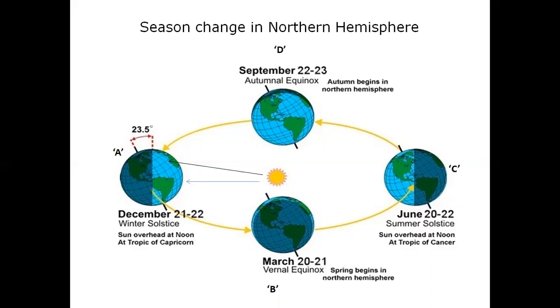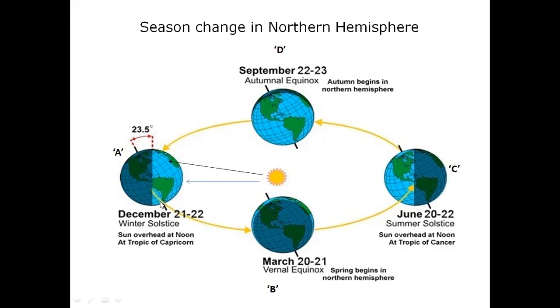So starting from point A, it's December 21st to 22nd here, and the Northern Hemisphere is receiving indirect sunlight, as shown by the black line here. Therefore, at this point, the Northern Hemisphere is observing winter. Compared to that, the Southern Hemisphere is receiving direct sunlight, as shown by the blue line here, therefore it's summer here.